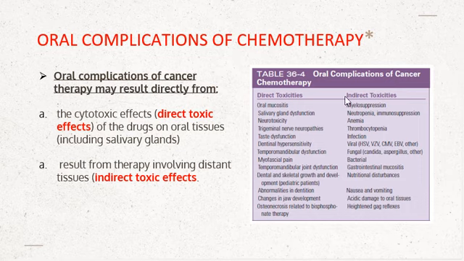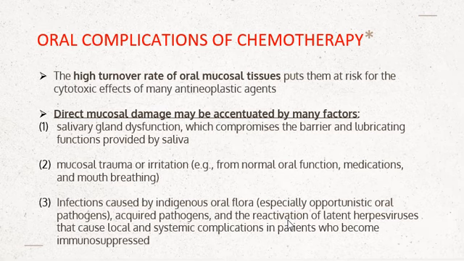Hence, indirect toxic effects. When you look at the table, your direct toxicities focus on the effects of your chemo drugs on the oral tissues and, for example, the salivary gland. For the indirect toxicities, the involved tissues will be distant tissues. The high turnover rate of the oral mucosal tissues puts them at risk for the cytotoxic effect of the different chemo drugs, because the target of our chemo drugs will be rapidly dividing cells. One example here is your oral mucosal tissue.